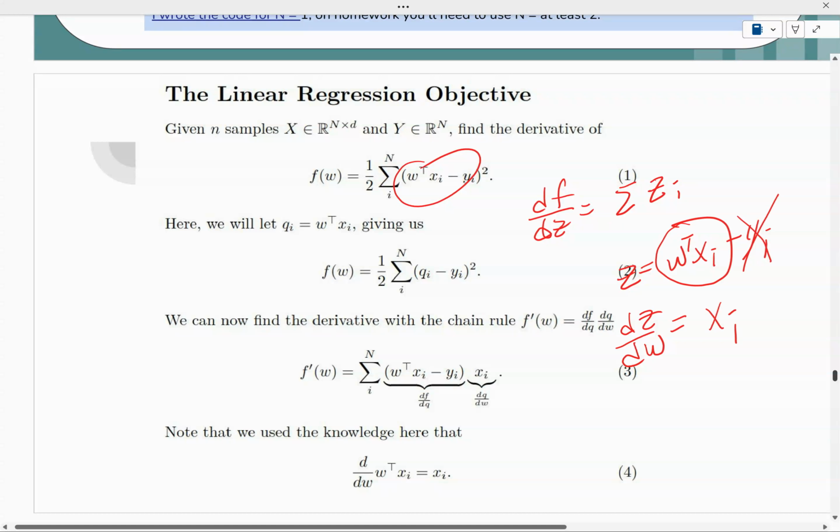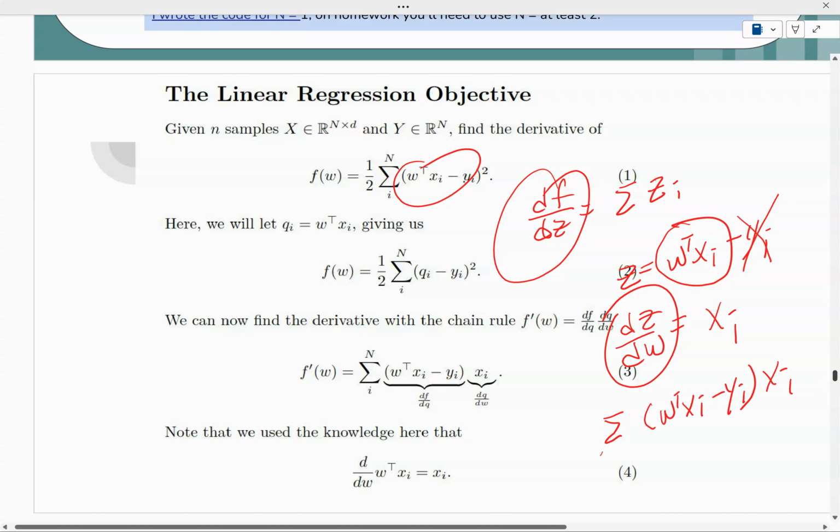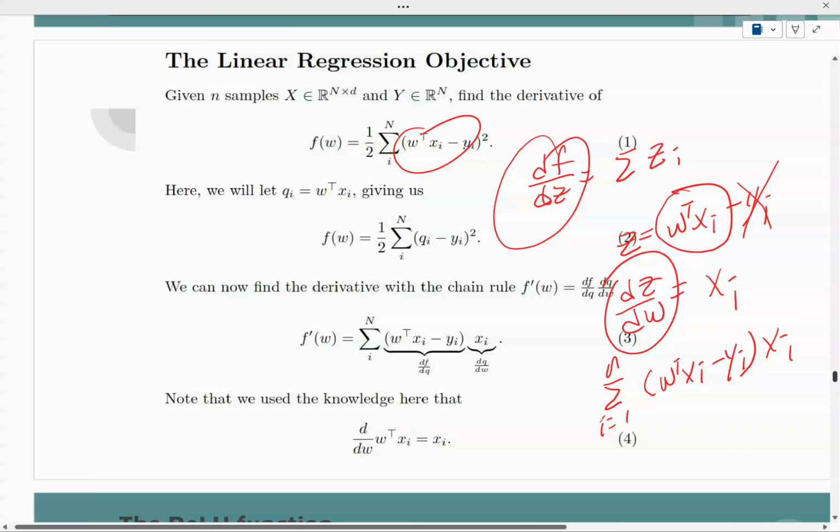So now all we have, we multiply them together. Summation of z is w transpose xi minus yi, times xi, i equals 1 to n. Okay? Which is seen right here. So that's how you can do it. That's the solution.